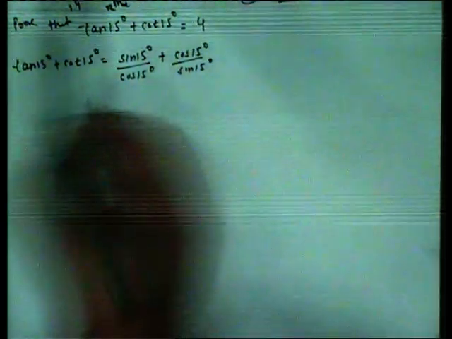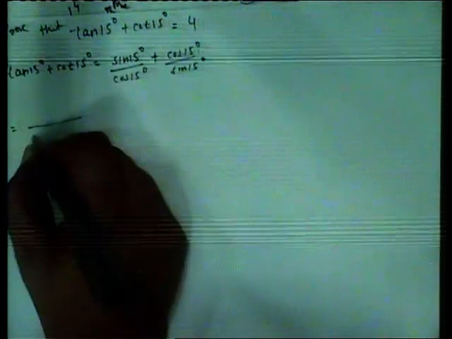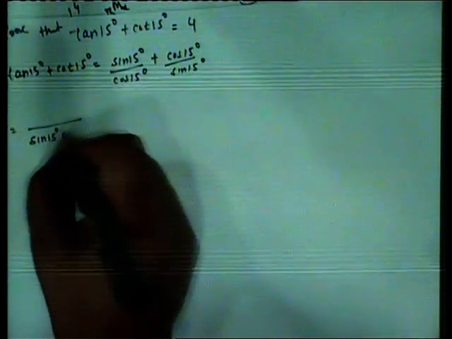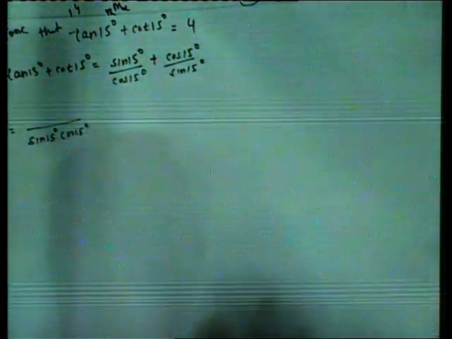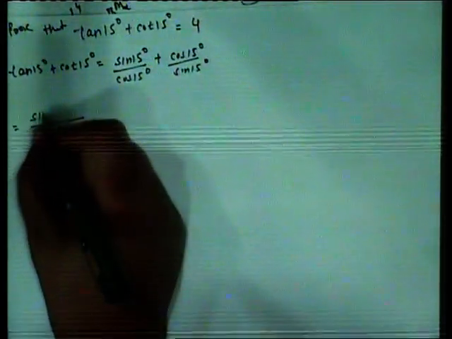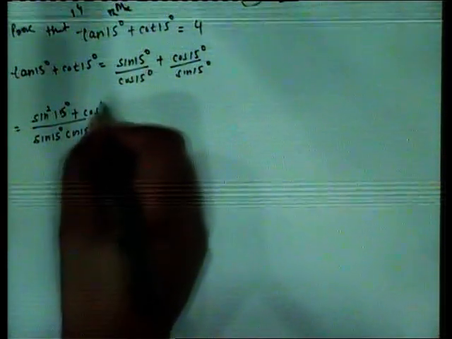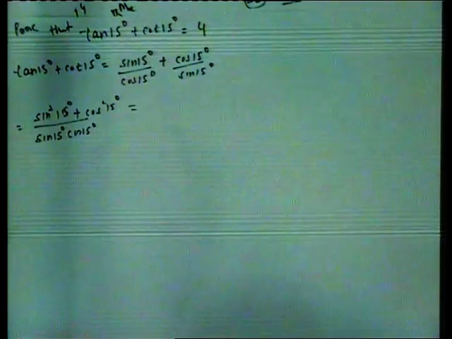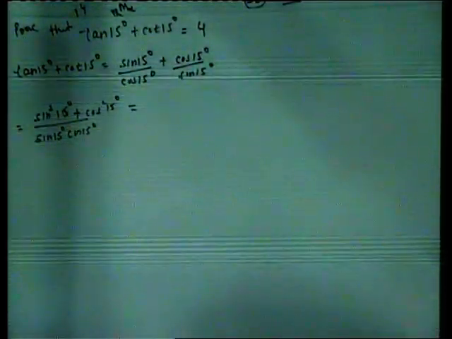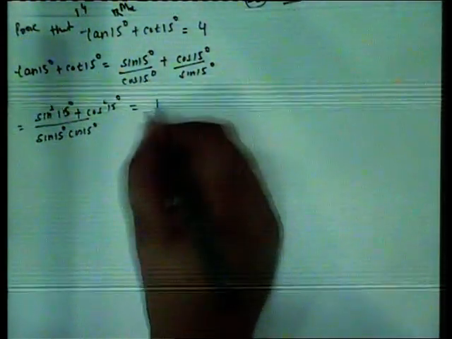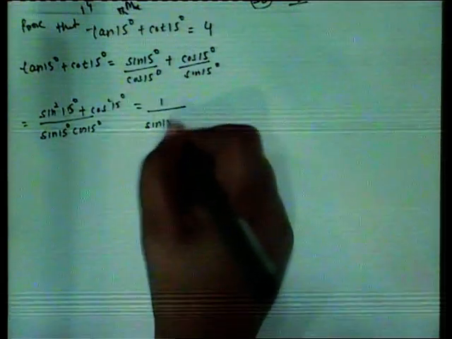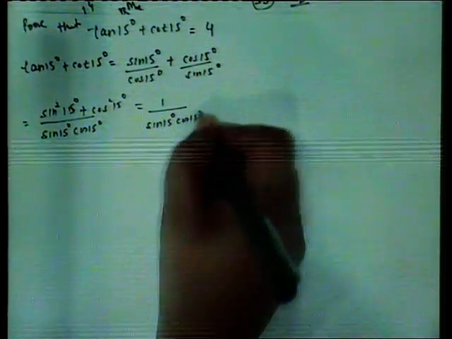So what will be the LCM? It will be sin 15 cos 15. So in the numerator, what do I get? Sin square 15 plus cos square 15, right? Now sin square plus cos square, you know, is equal to 1. So this becomes 1 upon sin 15 cos 15.